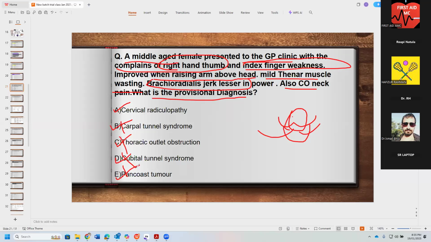Pancoast tumor is a tumor of the apex of the lungs. It's a rare problem. It's the apex tumor that compresses the nearby tissues of the ribs and vertebra. So it can present with Horner syndrome, right? Pancoast tumor can present with symptoms of Horner syndrome. Can anyone tell me what are the symptoms of Horner syndrome?